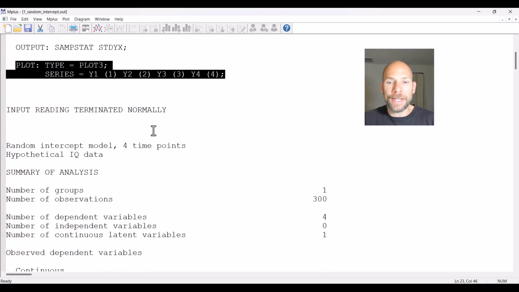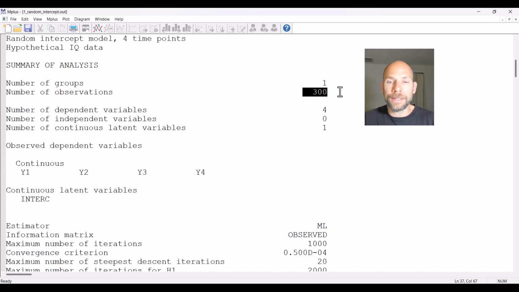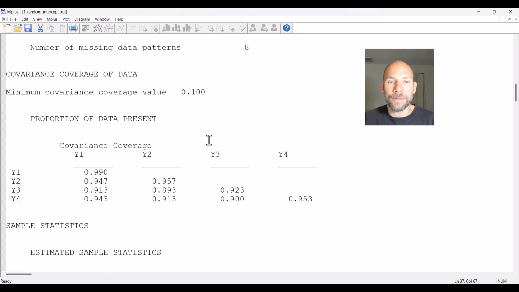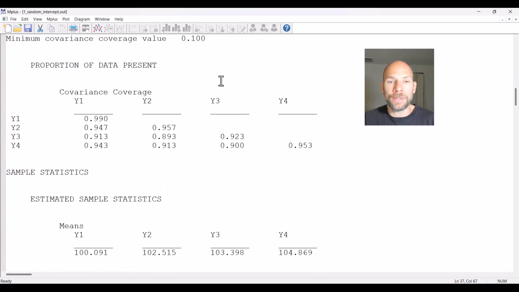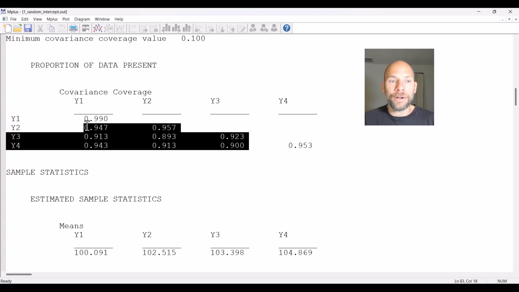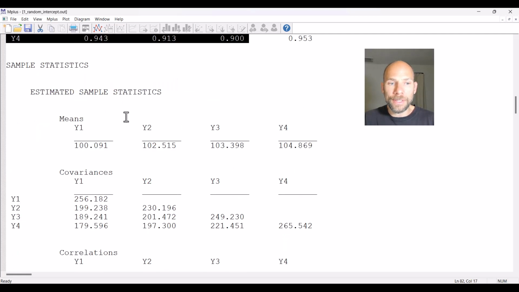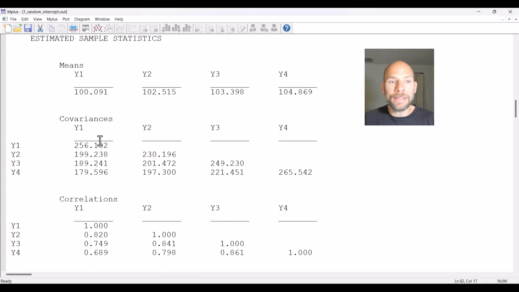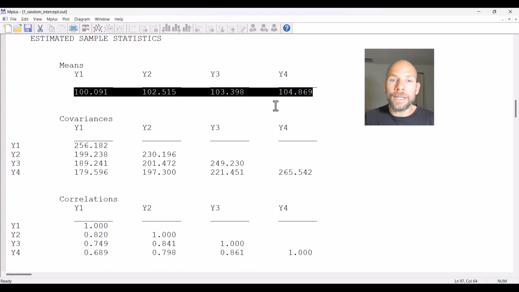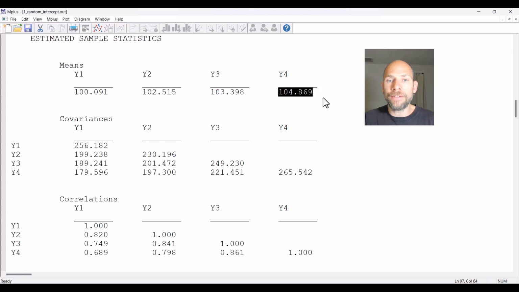So let's take a look at the output for this model. This analysis here was based on 300 cases. There was some missing data, but not very much, as you can see from the covariance coverage here, that the coverage was fairly high for all variances and covariances. And you can see the sample means in this example indicated an increase in average IQ scores from 100 at time 1 to about 105 at time 4.